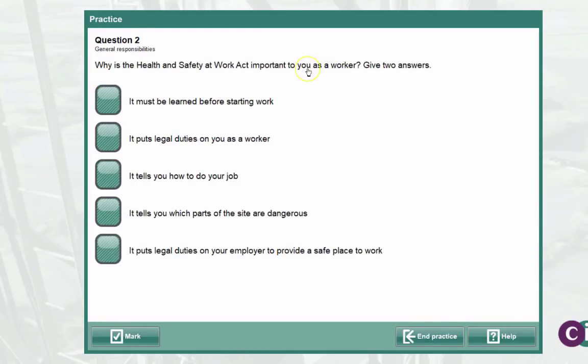Why is the Health and Safety at Work Act important to you as a worker? Give 2 answers. It must be learned before starting work. It puts legal duties on you as a worker. It tells you how to do your job. It tells you which parts of the site are dangerous. It puts legal duties on your employer to provide a safe place to work.